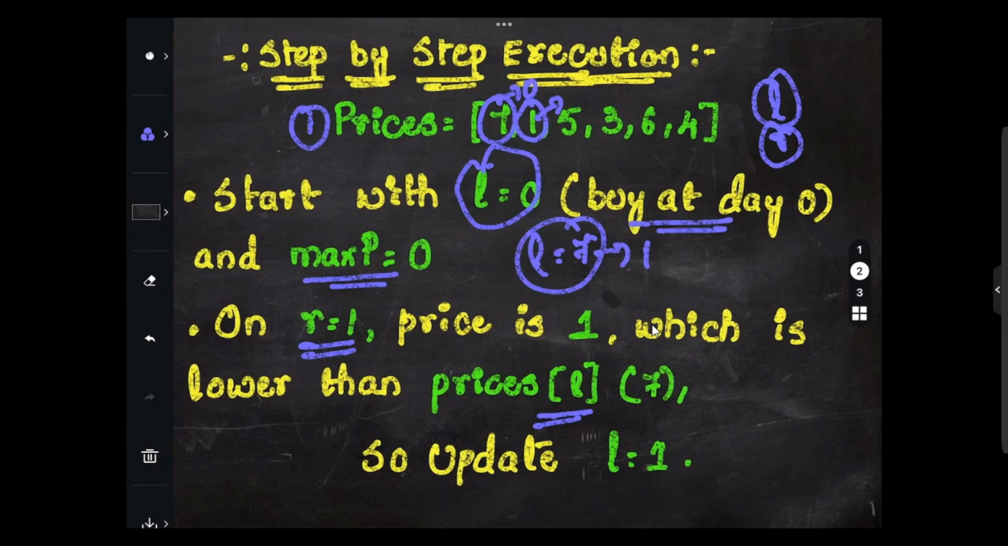The price at R is 1, which is lower than the price of L. The price of L we had was 7. L is 0, and the price of L is 7. So for this one now, the price at R is 1, which is less than the price of L, nothing but 7. So we will update L equals 1 in this case.